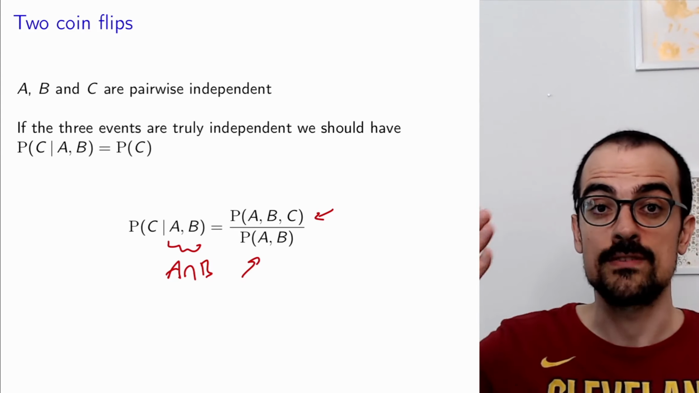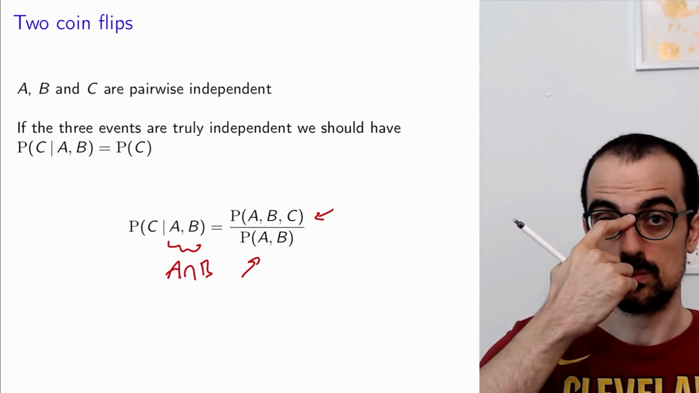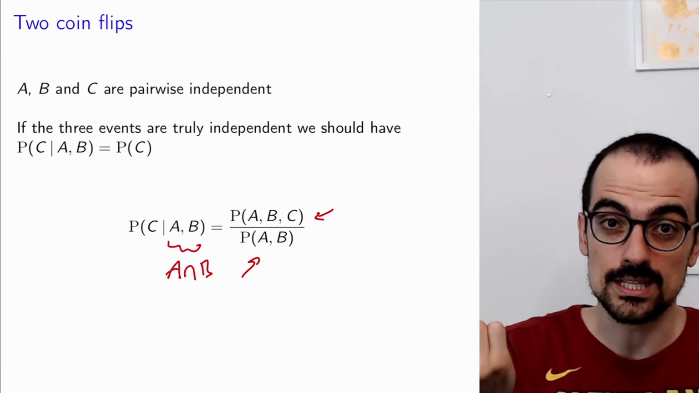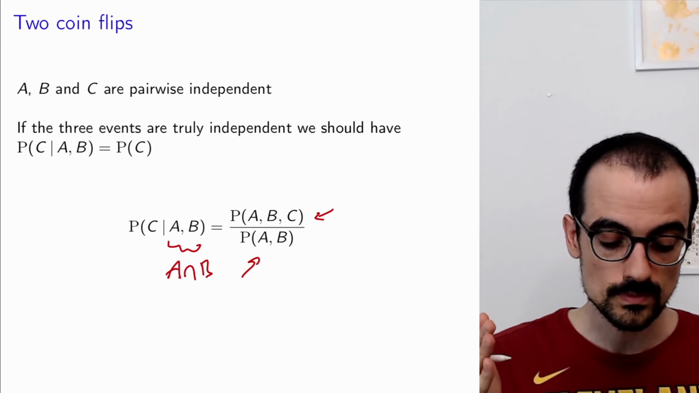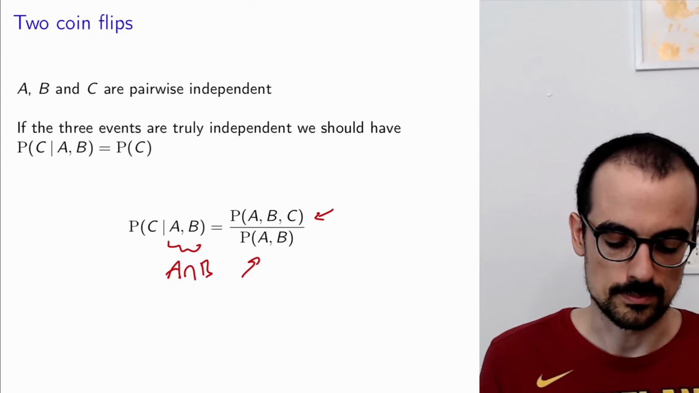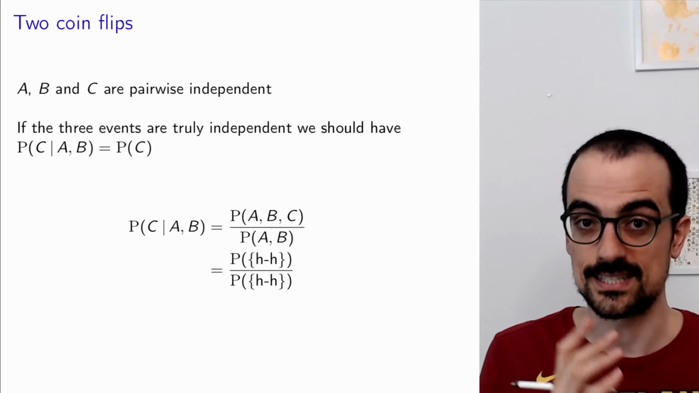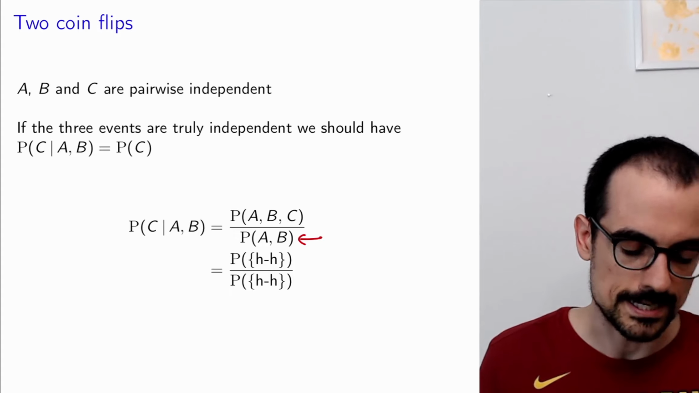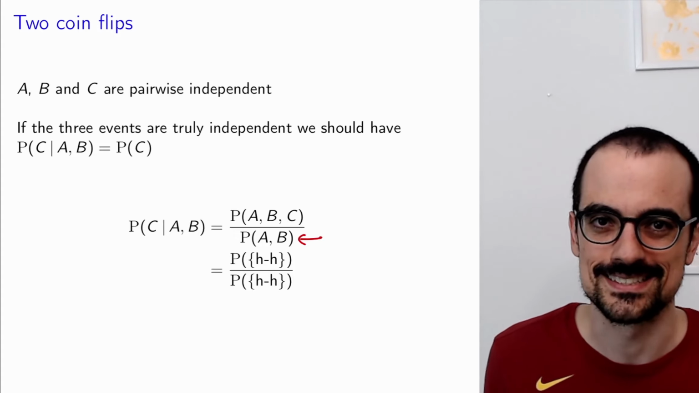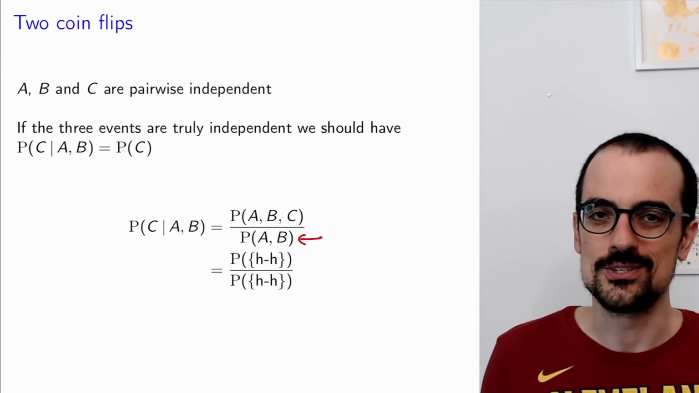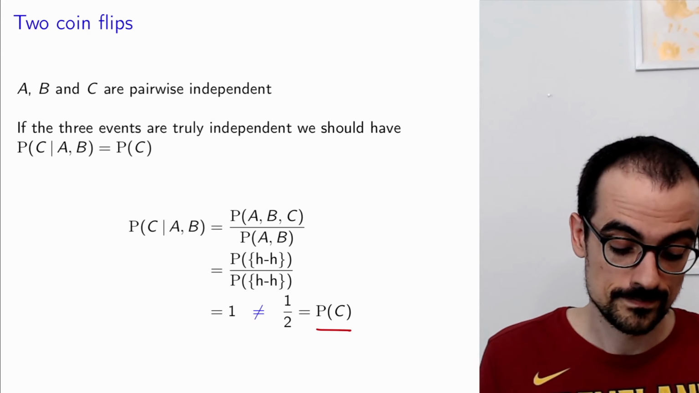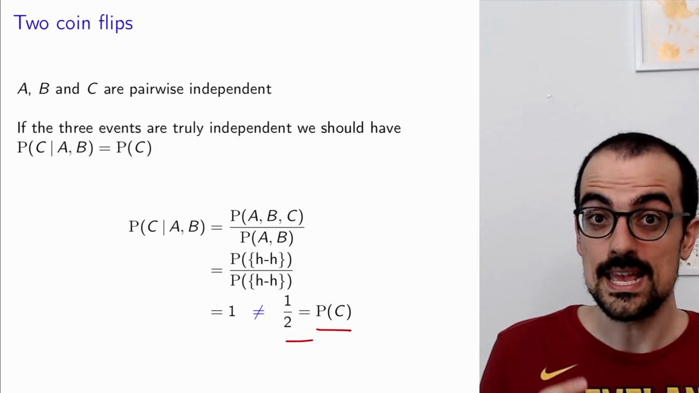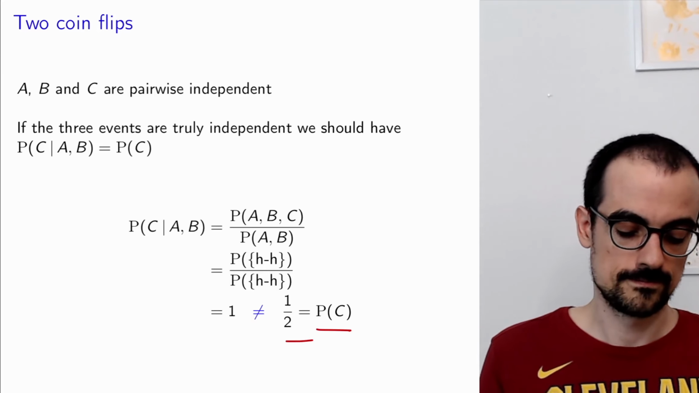Okay, so what is the intersection of A, B, and C? Well, if A, B, and C happen, then there's just one outcome that is inside that intersection. That's heads, heads, right? And now what's the intersection of A and B? It's also heads, heads. So what is this probability going to be equal to? It's 1, which is exactly what I said intuitively. It's different from the probability of C. So A, B, and C are not truly independent.